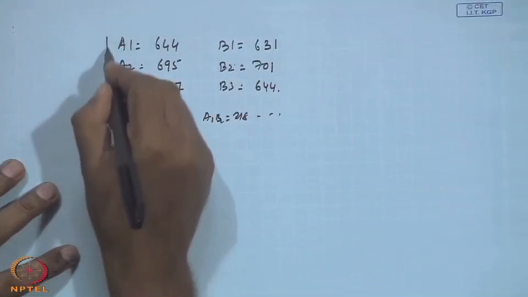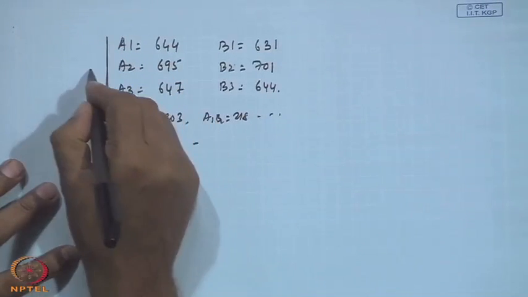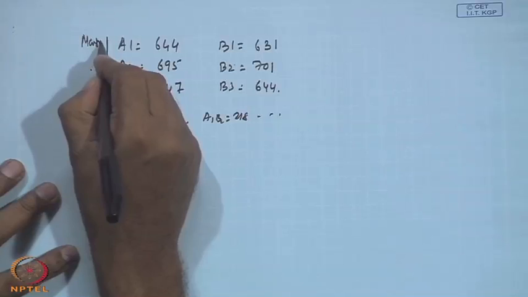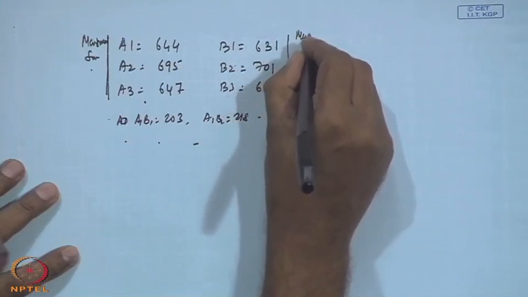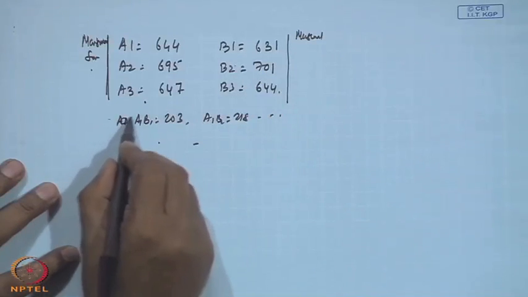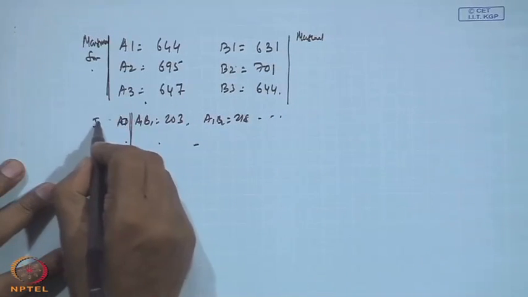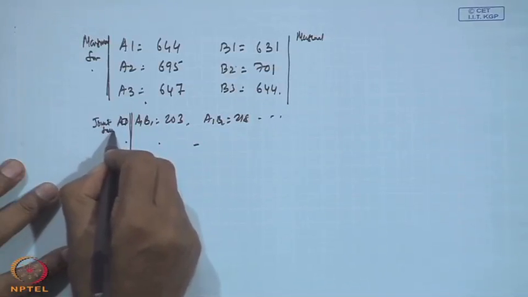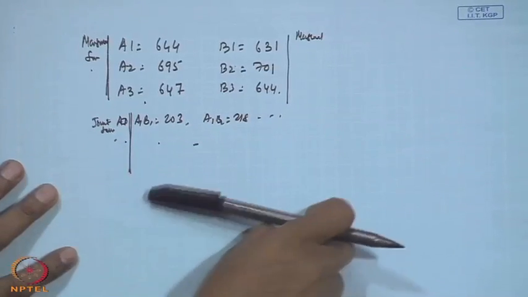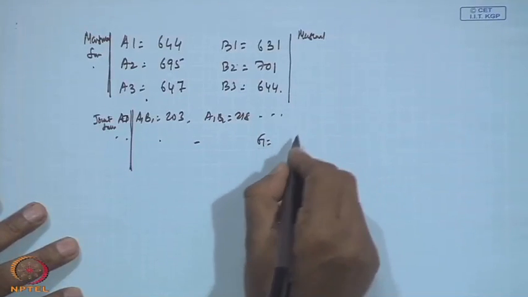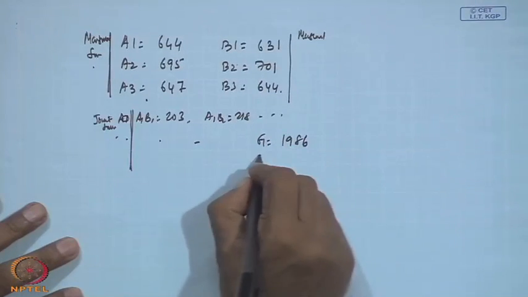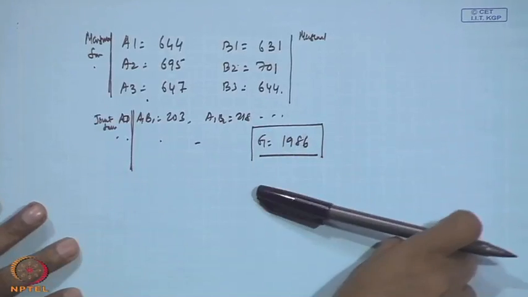How many sums are you getting? One is the marginal sum across department, one is the marginal sum across age group, and then these are basically joint sums. Joint sums mean each combination, what is the sum value. And then you also require to compute the grand total. In this case our grand total is 1986.